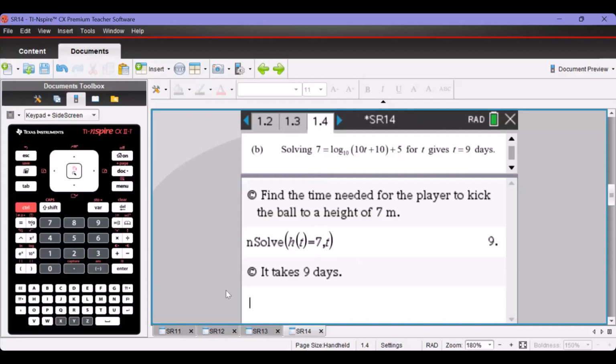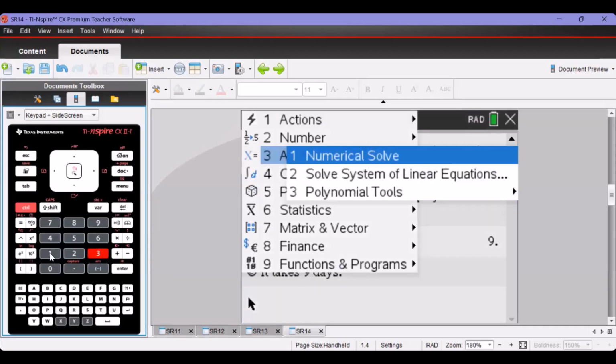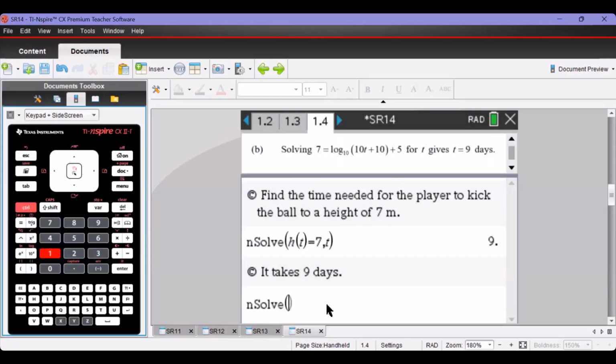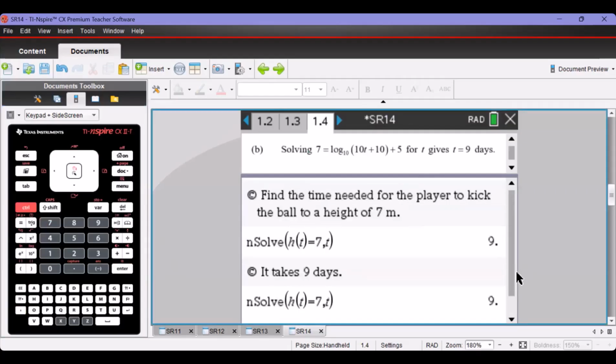So what we do is we press menu, 3 for algebra, 1 or enter for numerical solve. And then it's just a matter of entering h of t equals 7, and solve that for t, comma t, and press enter, and that confirms that t is equal to 9. So it takes 9 days for this player's kick to reach a vertical height of 7 meters according to this model.